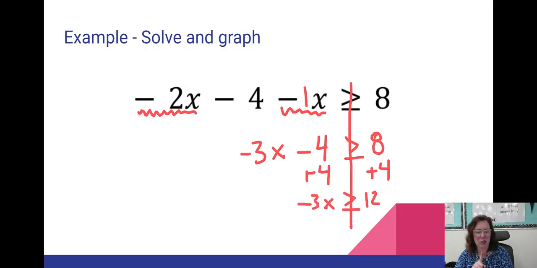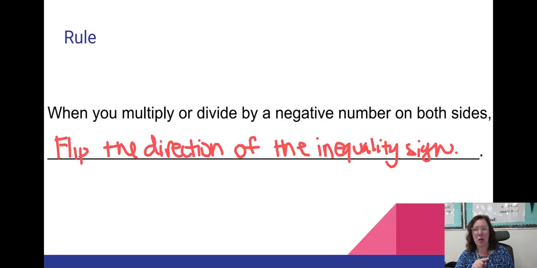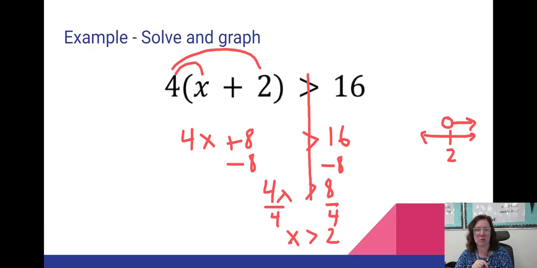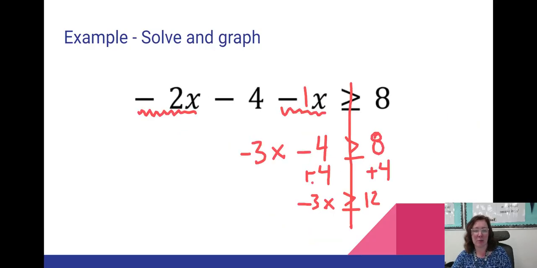Now, here's where I do that rule. Where was it? Multiply or divide by a negative number. Okay? That's what I'm about to do right here. I'm about to divide by a -3. Divide by a -3. So now I have to flip the direction of my sign. So it was greater than or equal to. I have to change it to less than or equal to -4.